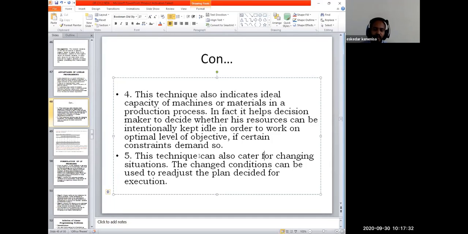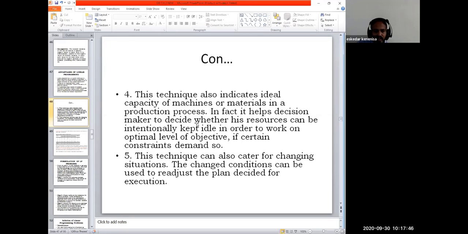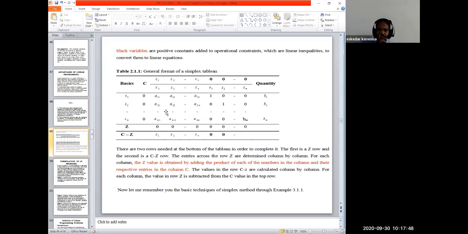So this one is just all about the advantage of LP, or linear programming. Linear programming. So there is also the simplex table, which we started the other day.